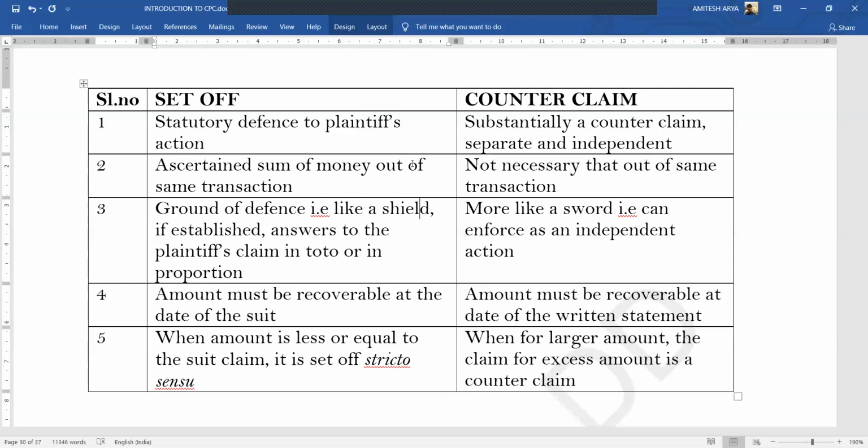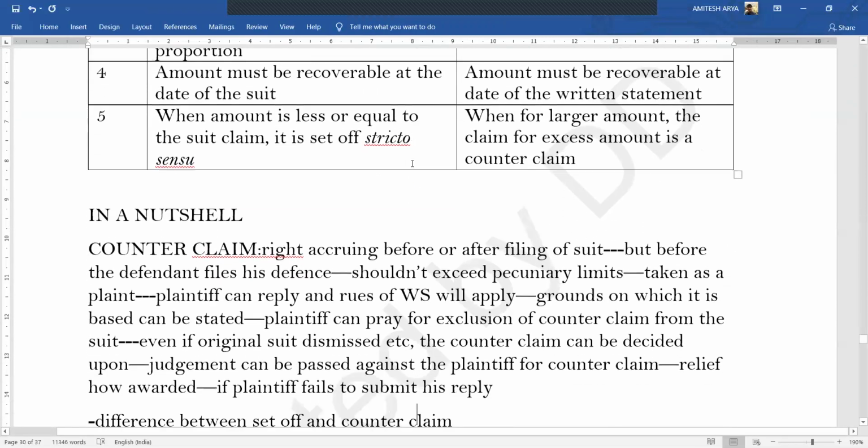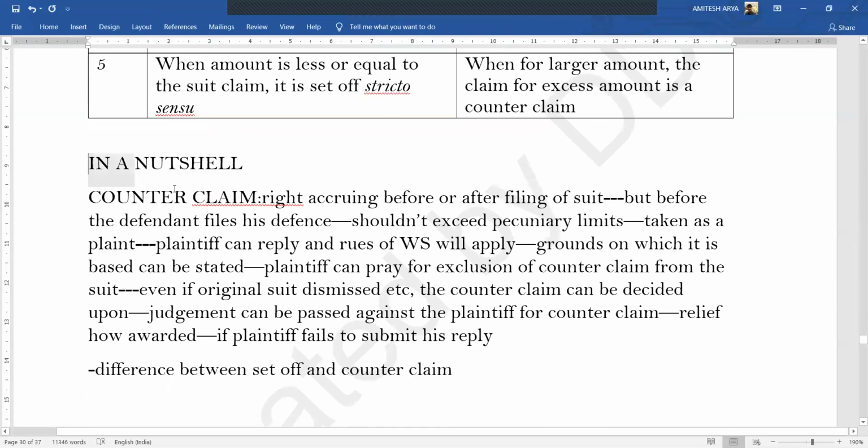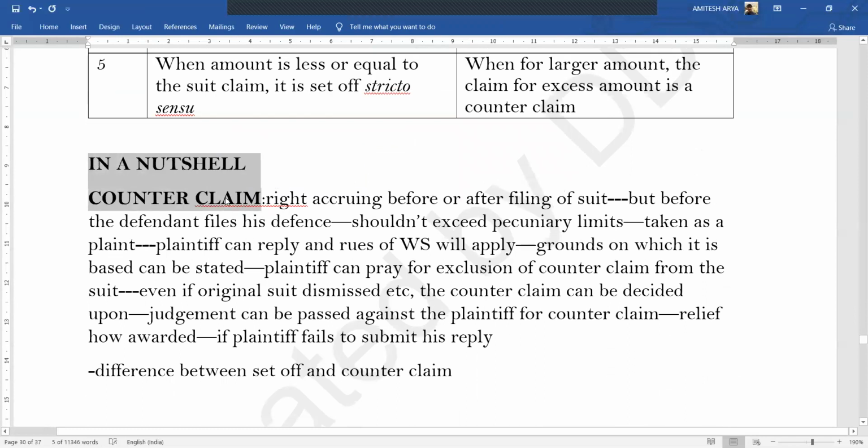You are trying to answer the plaintiff's claim in toto or in proportion to it. Here it is more than a sword, more like a sword. You can enforce it as an independent action. The amount must be recoverable at the date of the suit, here at the date of filing of the written statement. And here the amount is less than or equal to the suit claim, and therefore a larger amount can be claimed as an excess. So in a nutshell, again, we can see what is happening with a counterclaim.